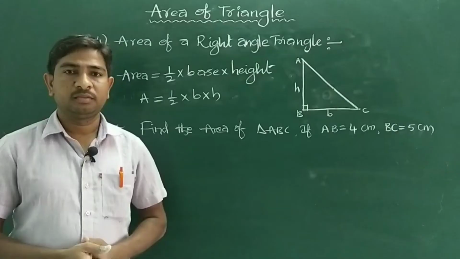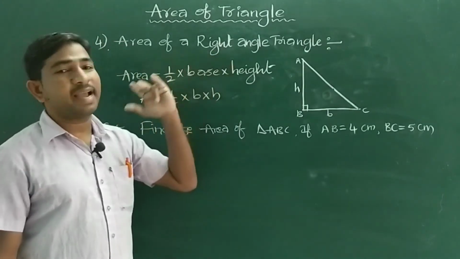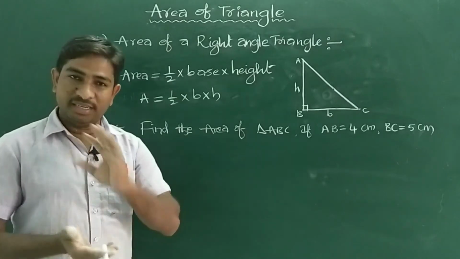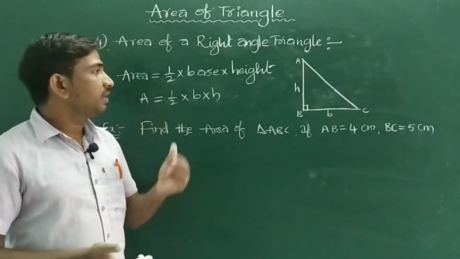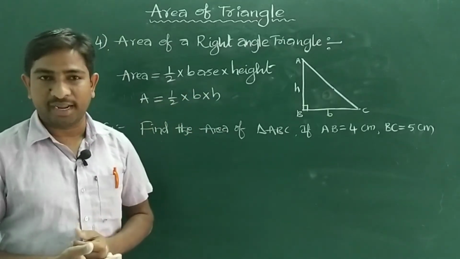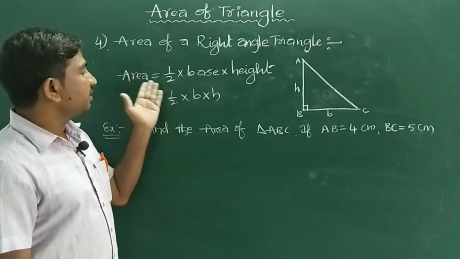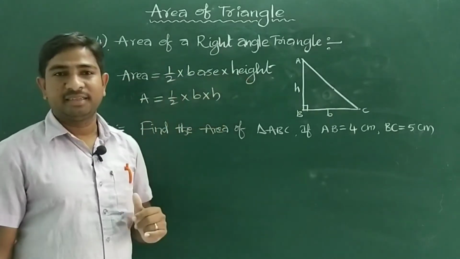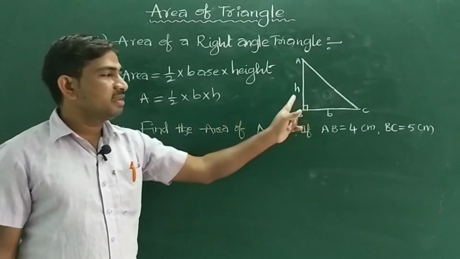Now see the fourth one, area of a right angled triangle. Right angled triangle, it is the easiest and very important. In so many problems we will get such types of right angle triangles. So here the area of a right angle triangle formula is what? Area is equal to half into, means 1 by 2 into base into height. Base means B, height means H.